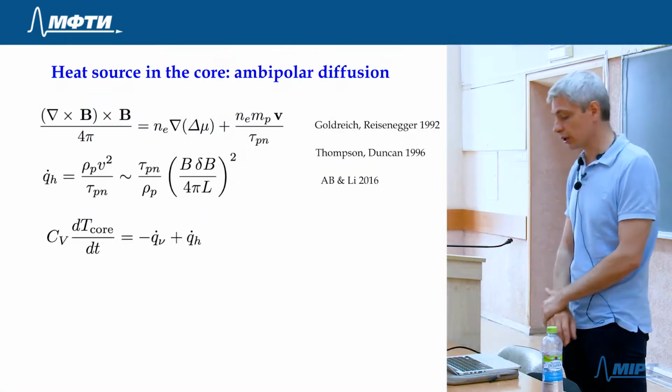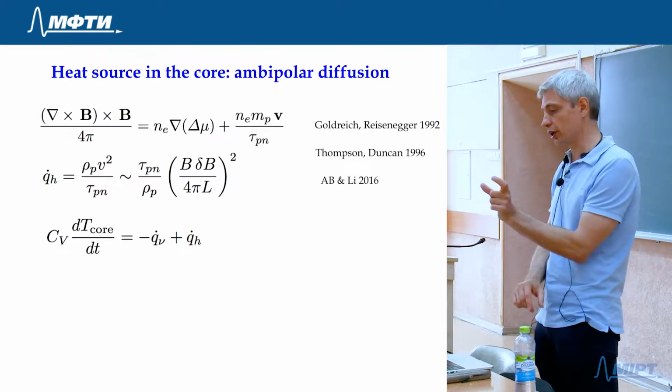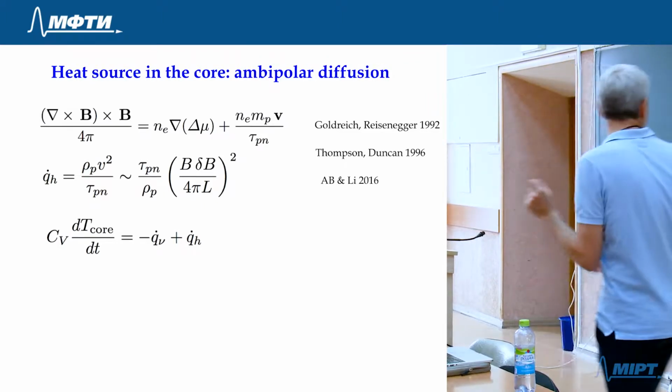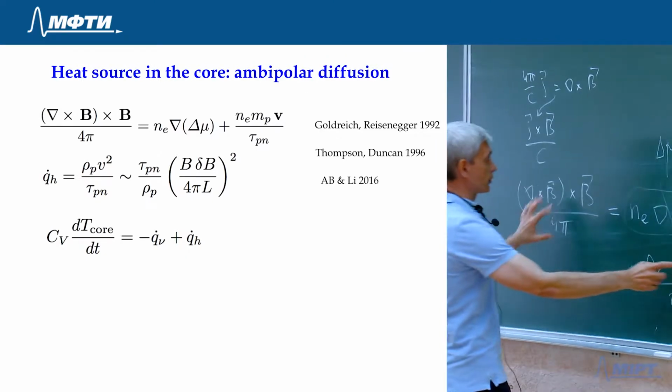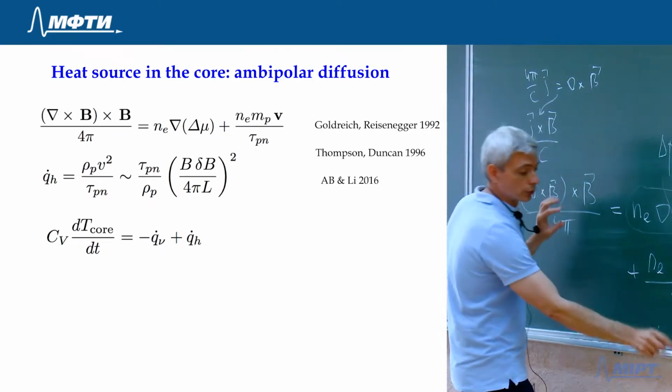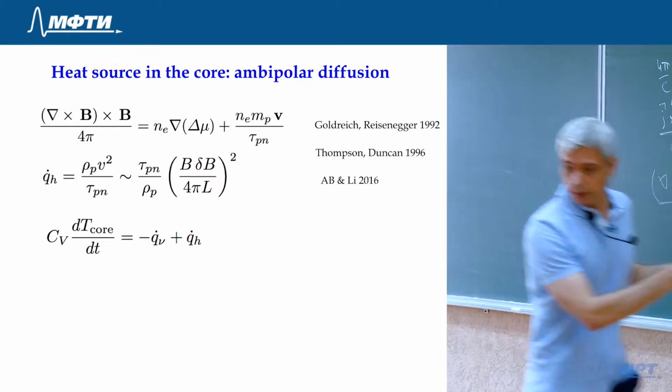And you can calculate how much heat you generate. You just take kinetic energy density. Well, first of all, you can find velocity from here, right? Just equating these two terms, you know tau Pn. Since you don't see any equation, I can write it.